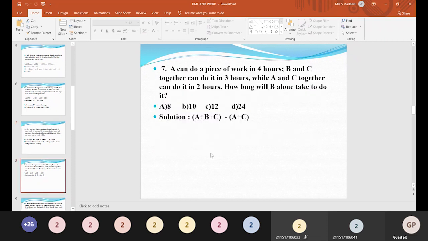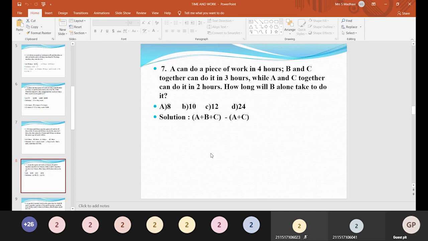Coming to the seventh problem, A can do a piece of work in 4 hours, B and C together can do it in 3 hours, while A and C together can do it in 2 hours. How long will B alone take to do it? See here, A's 1 hour's work is equal to 1 by 4. B plus C's 1 hour's work means 1 by 3. And A plus C's 1 hour's work means 1 by 2. Here A plus B plus C's 1 hour's work is equal to adding the values, so 1 by 4 plus 1 by 3, which is equal to 7 by 12.